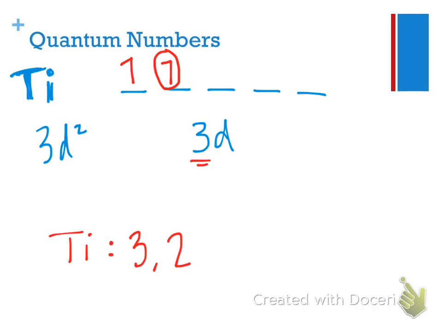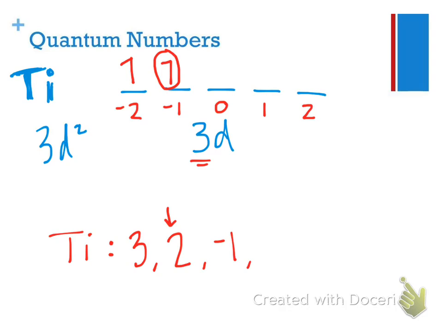Now to find out what orientation it has, or what version of the d orbital it is in, we say m can equal negative l to positive l. L equals 2, so I say negative 2, negative 1, 0, 1, and 2. Do we see how those numbers fit all the way across? Negative l to positive l. So the third part of our quantum number is a what? A negative 1. Good.